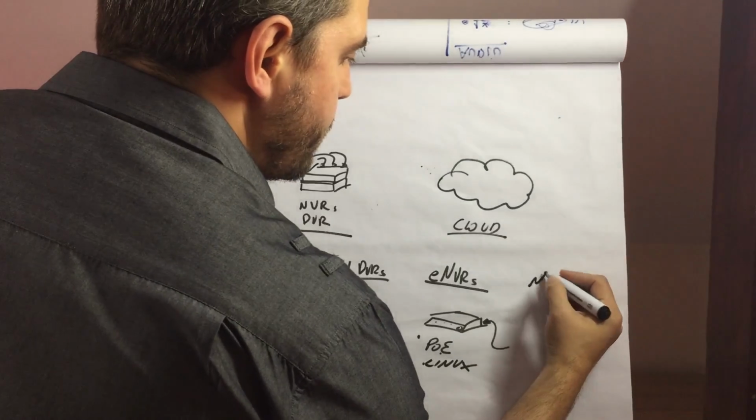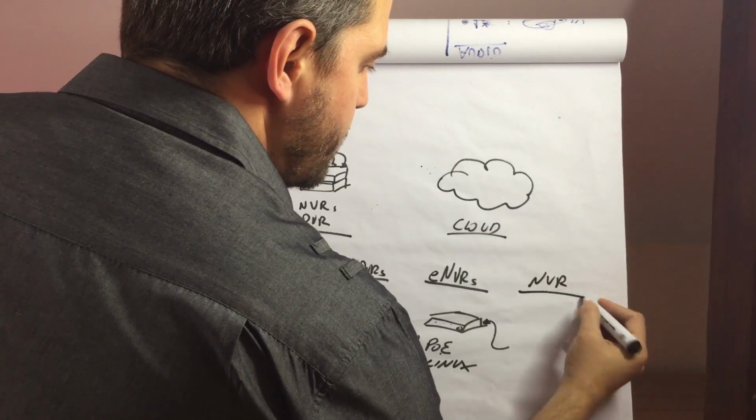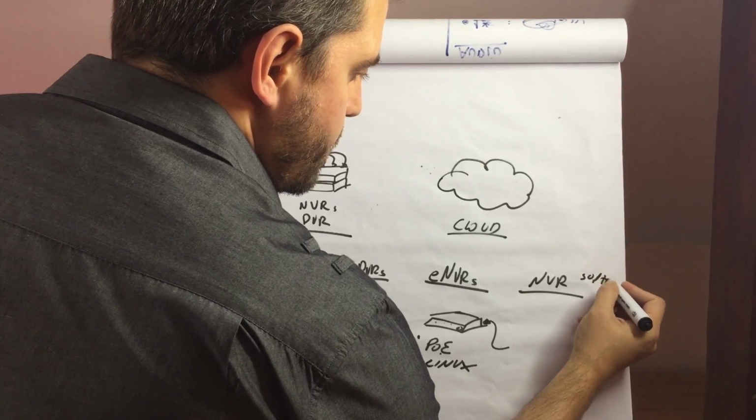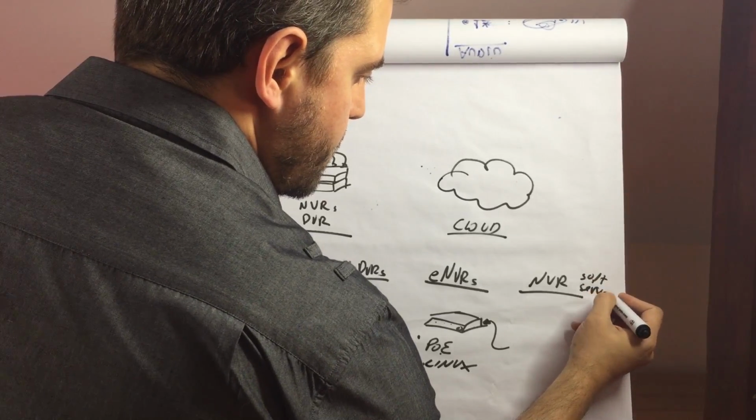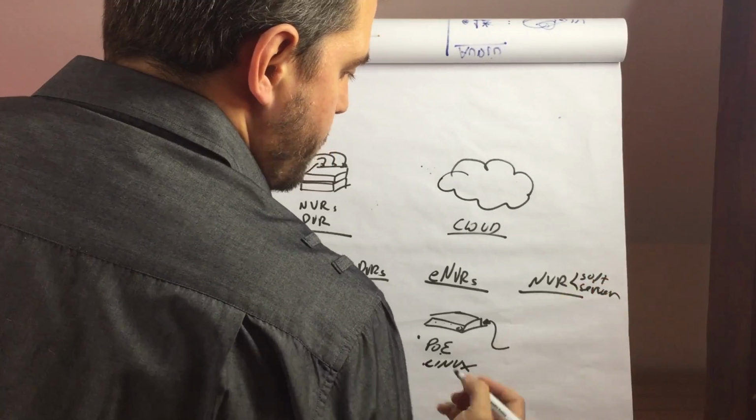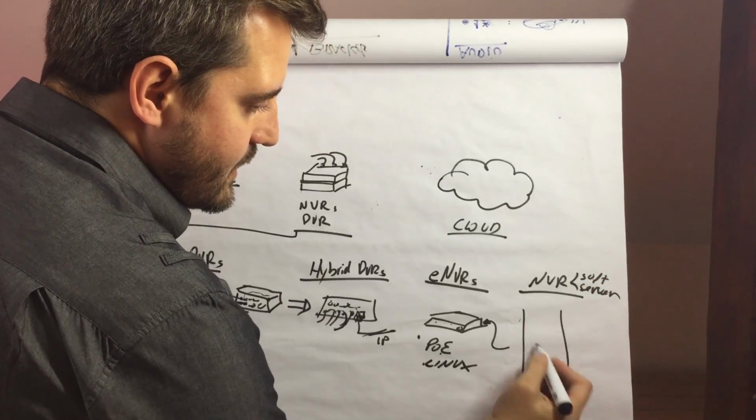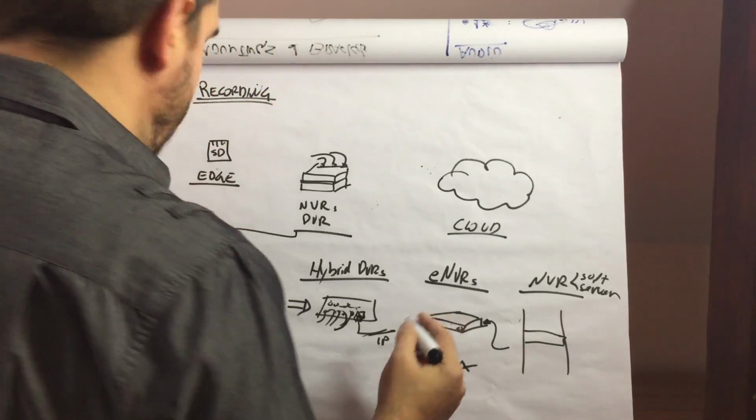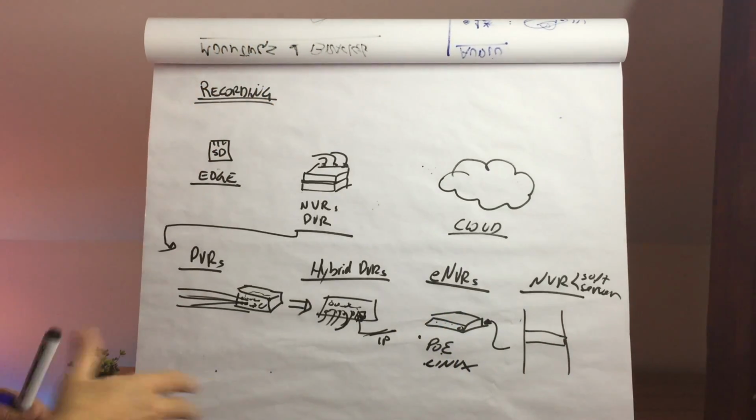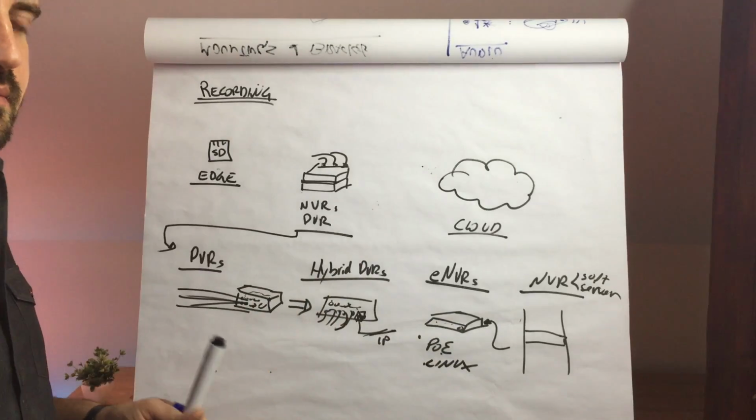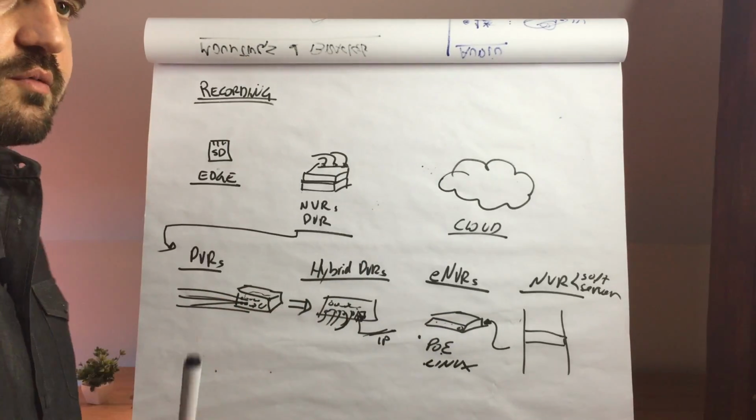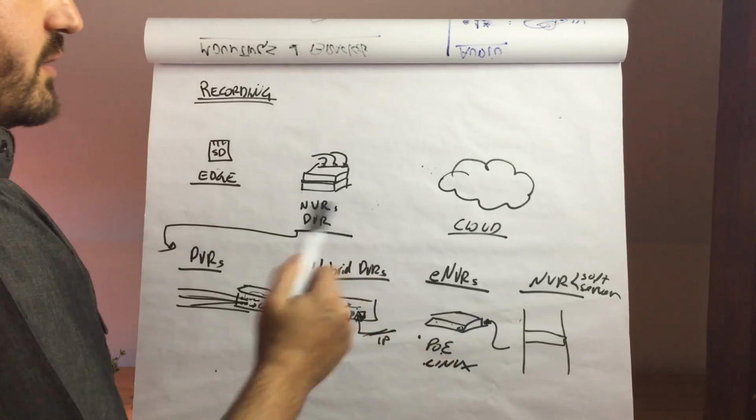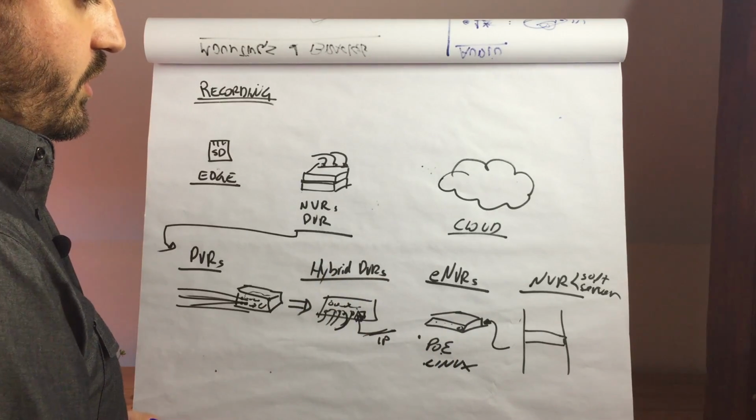And we have NVRs that can be software or server type. So this is like this embedded NVR. You can put it in a rack. We have rack mounts for this type of NVR, but normally it's not designed for enterprise installations.